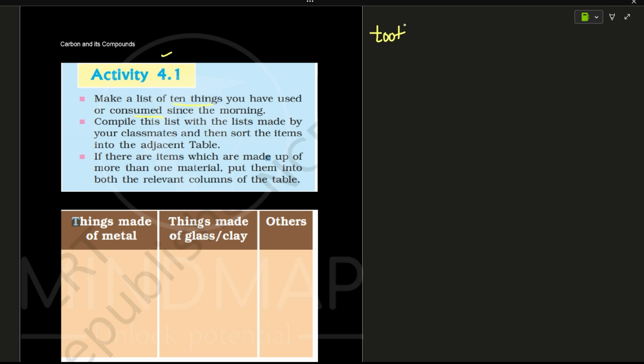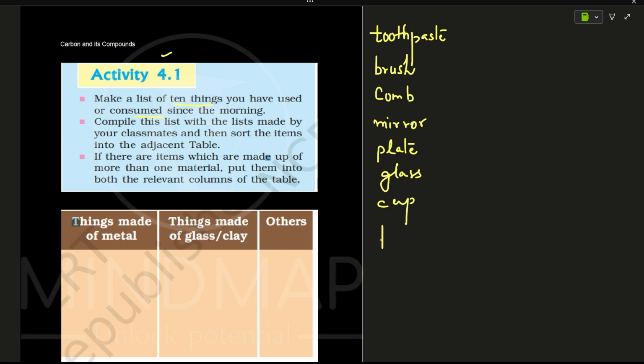The first thing is the toothpaste, correct? Then we have used the toothbrush. We have used the comb. We have used a mirror. Then while eating breakfast, we have used the metallic or glass plate. We have used the glass to drink water. We have used a cup. Some people also have a pitcher in their houses.